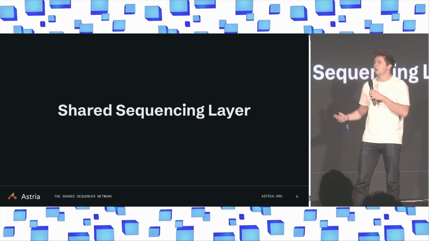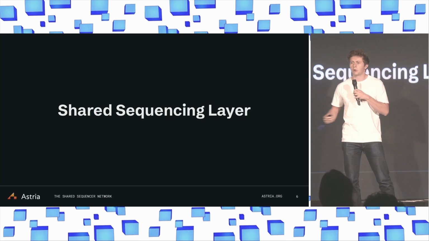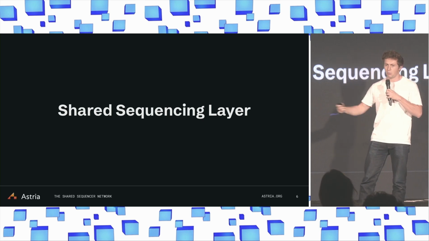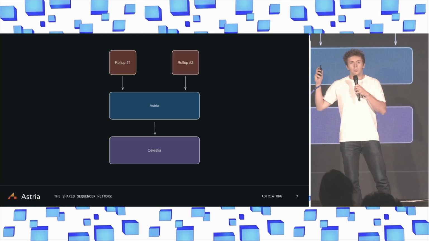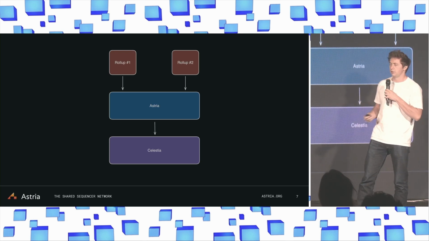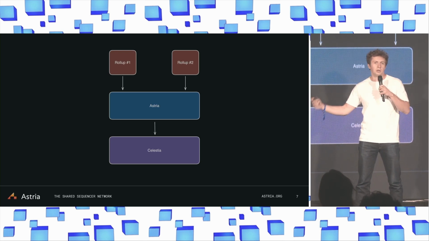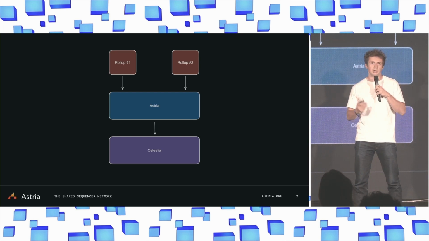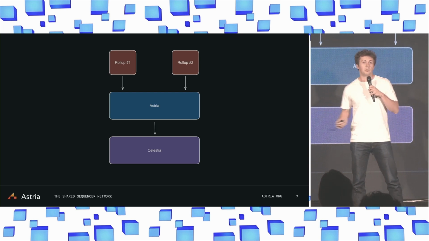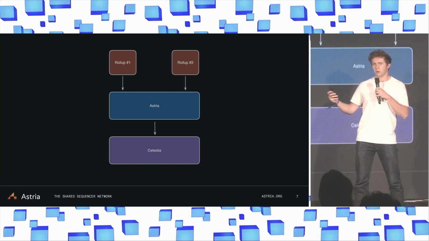And what do we mean when we say it's a layer here, right? That's somewhat of an overloaded term, right? Is it an L1? Is it an L2? Is it an L3? Is it a layer 0? We use this diagram here. I think this is the simplest way to put it, is that we assume Astria is the sequencing layer which is going to sit in between rollups and in between Celestia as a data availability layer.